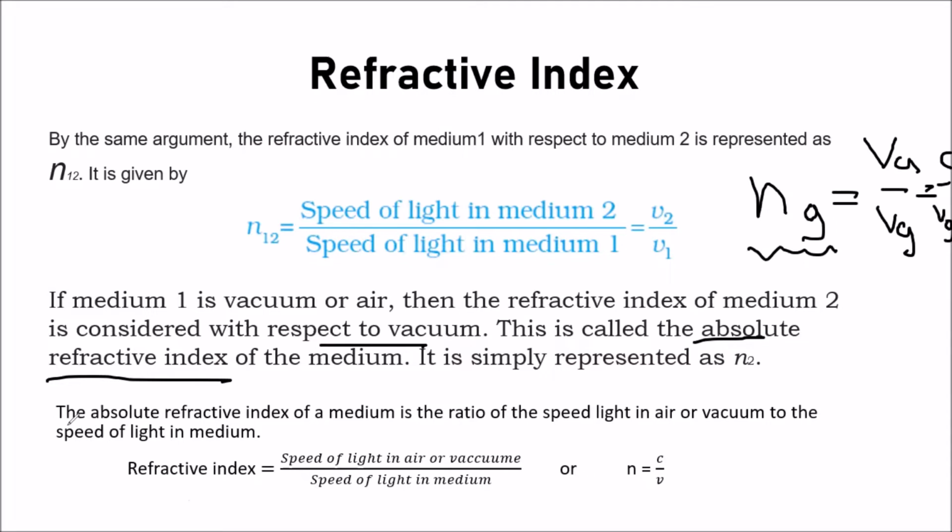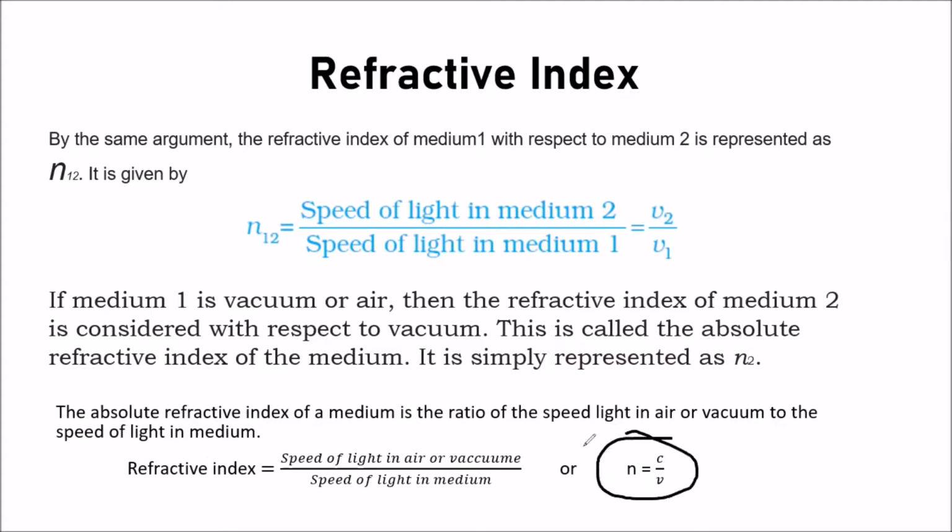So you can see the absolute refractive index of a medium is the ratio of speed of light in air or vacuum to the speed of light in the given medium, which can be represented with this one. n is equal to c upon v, or to avoid confusion, we can also write it as n is equal to va, to maintain uniformity, upon v, whatever medium it is. So if it is glass, it would be vg. If it is water, it would be vw. So similarly, this was about absolute refractive index. If the light is coming from air or vacuum to a certain medium, that's absolute.